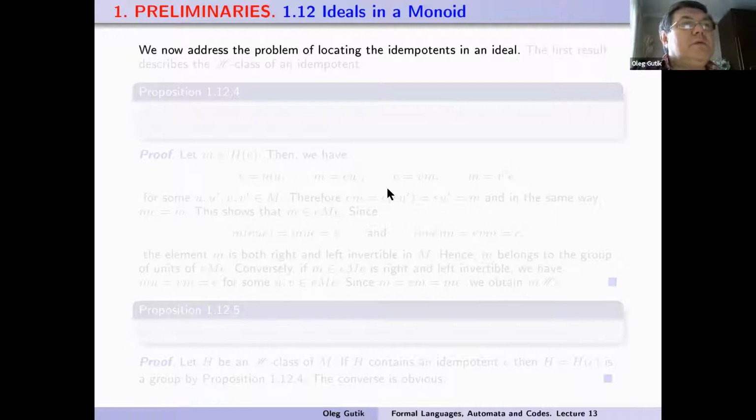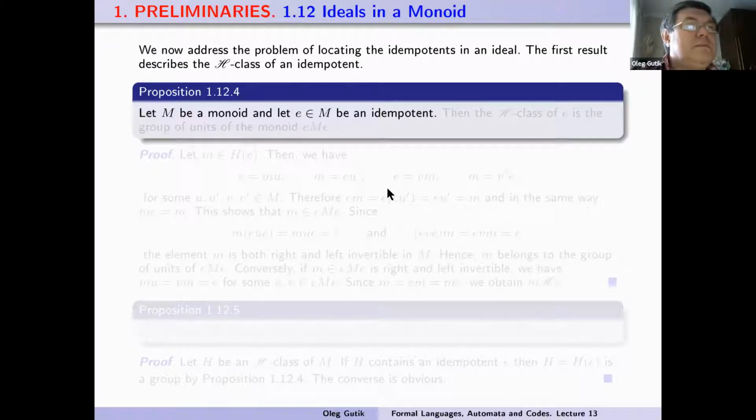Now we address the problem of locating all the idempotents in the ideal. The first result describes the H class of an idempotent. Proposition: let M be a monoid and let e belonging to M be an idempotent. Then the H class of e is the group of units of the monoid eMe.